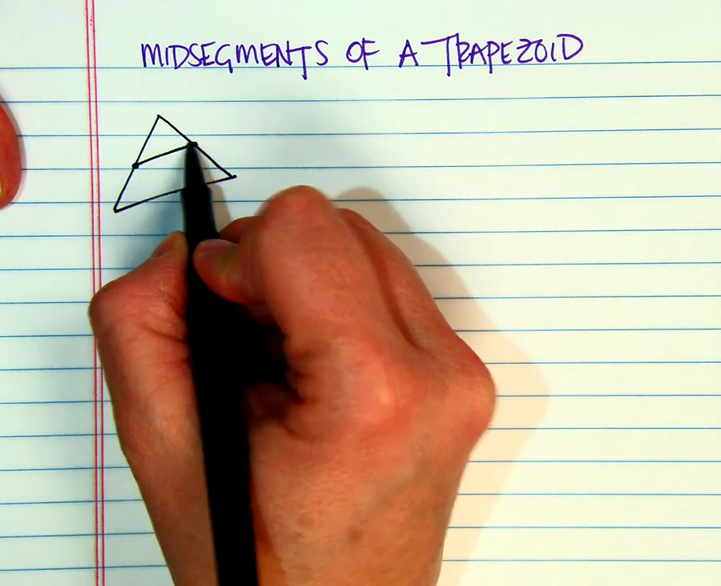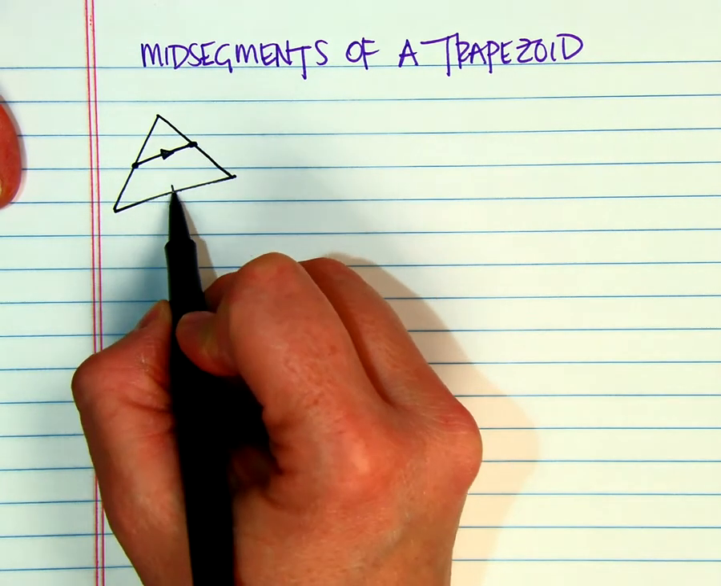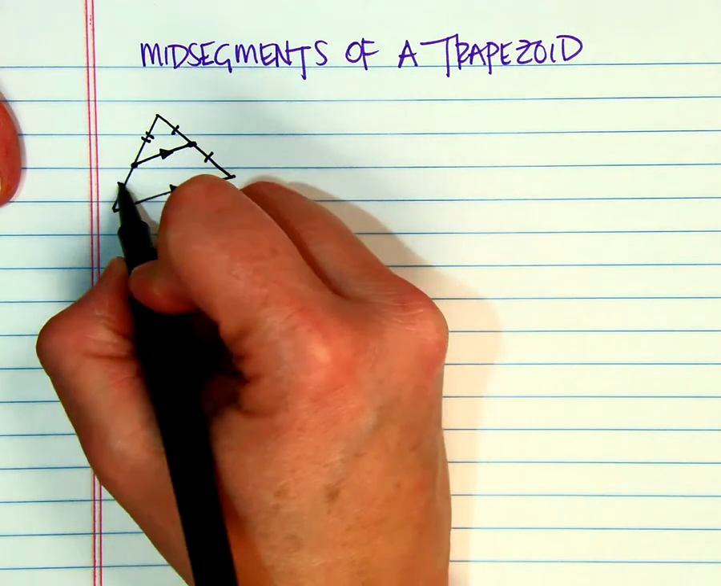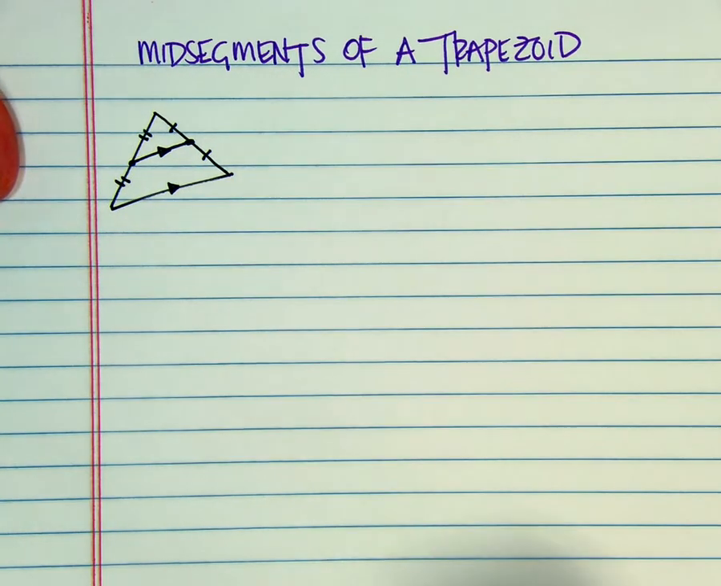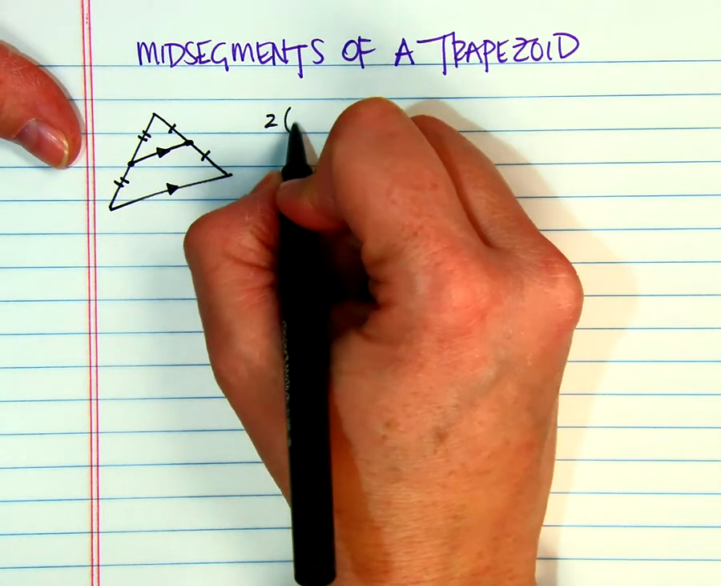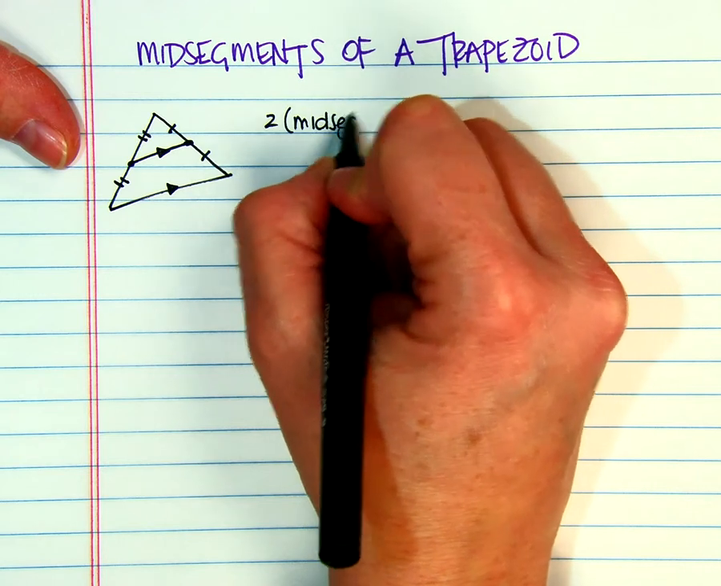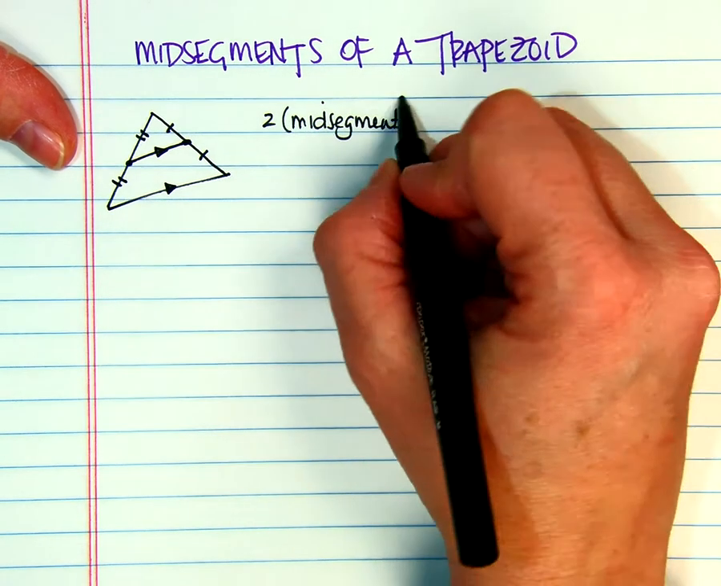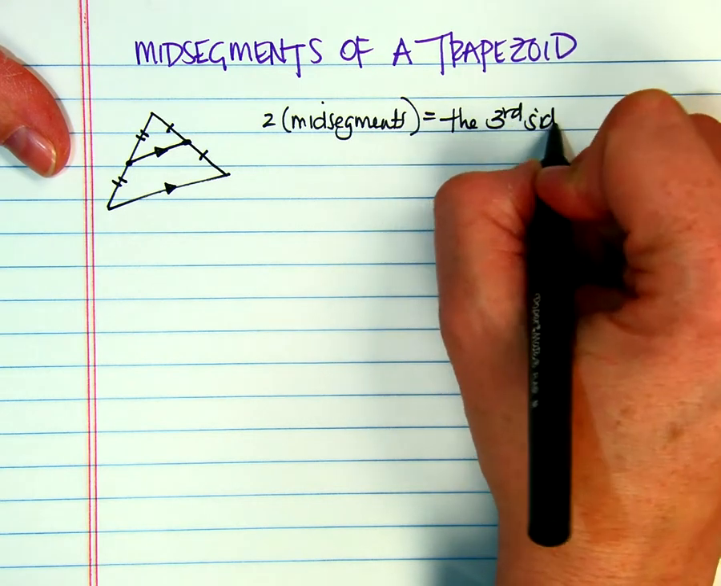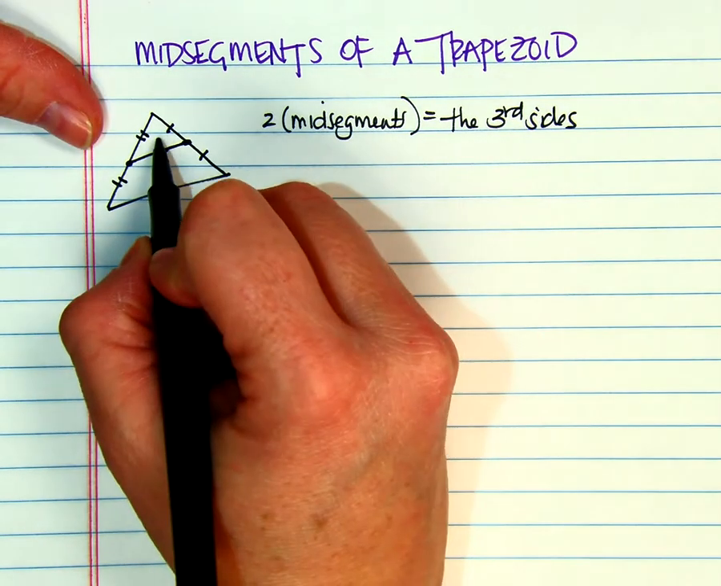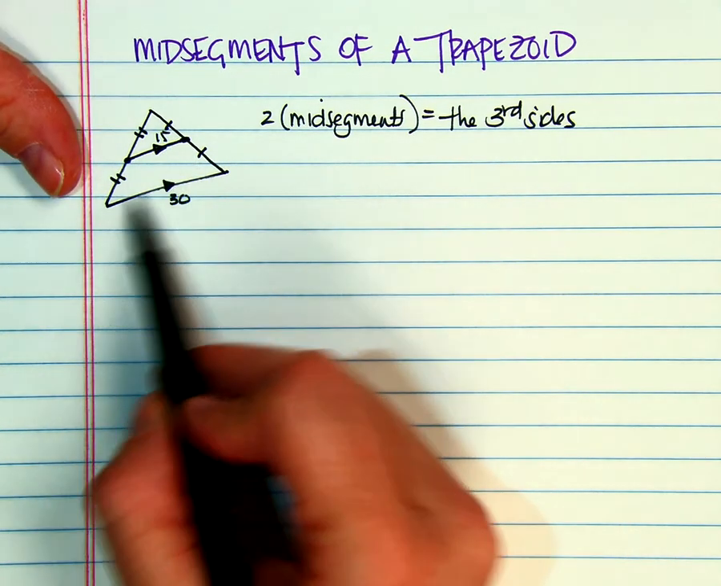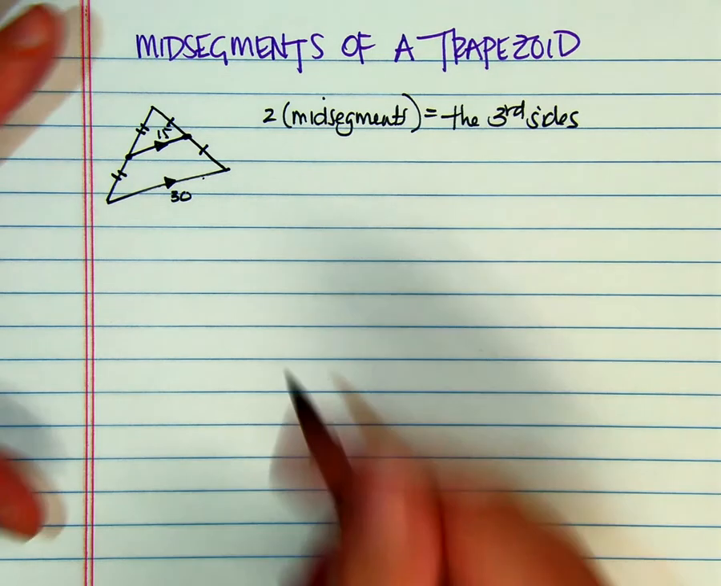And what we knew about mid-segments is that they were parallel to each other, that they connected the midpoints of the sides, and we also knew that two of the mid-segments equaled the third side, or the side that it was parallel to. So if this was 15, then this is going to be 30. So two of these equal one of those. Well, now we have the mid-segments of a trapezoid.